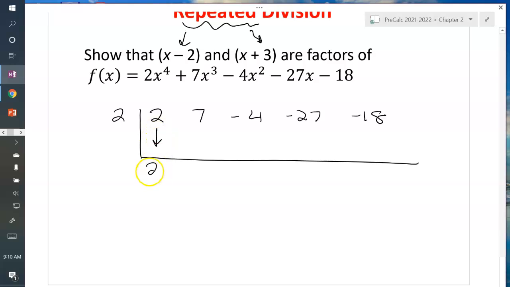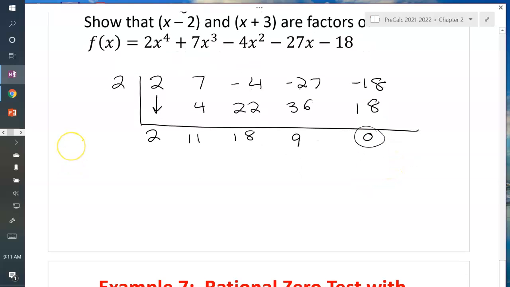Bring down 2. 2 times 2 is 4. Add, I get 11. Multiply, I get 22. Add, I get 18. Multiply, I get 36. Add, I have 9. Multiply, I have 18. Add, I get 0. So I know x minus 2 is a factor. It factored out perfectly because I have a 0 as a remainder right there.